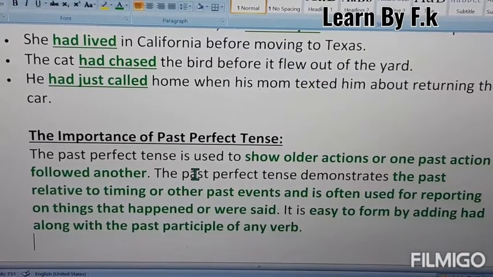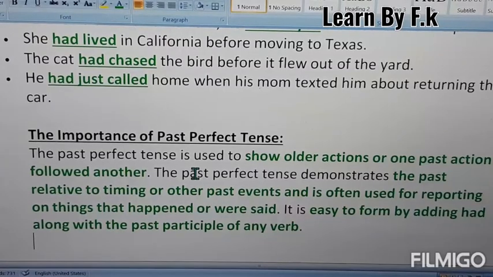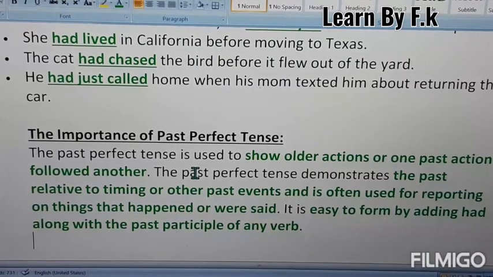Importance of the past perfect tense: it shows older actions, or one past action followed by another. The past perfect explains the past in relation to timings or other past events, and is often used for reporting on things that happened or were said. It is easy to form by adding had along with the past participle of any verb. This is all.